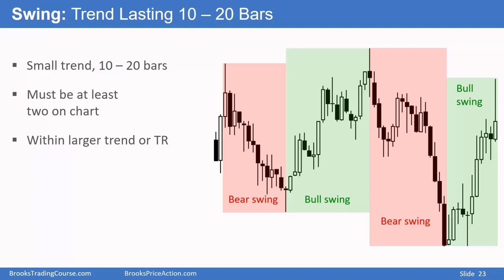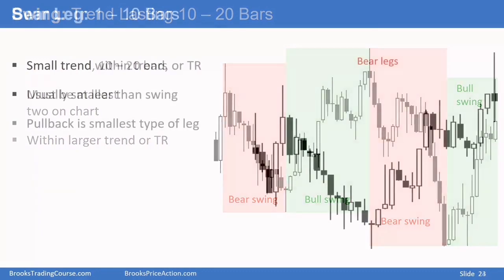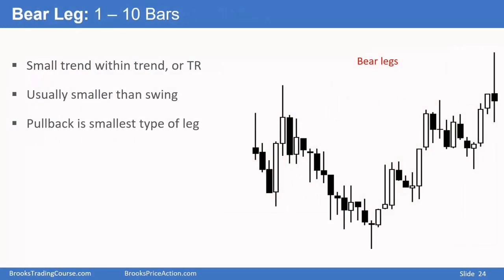I generally use the term pullback, but if you start to get 5 or 10 bars, I tend to use the term leg. And they're usually parts of trading ranges or pullbacks in trends. So smaller than a swing, and a pullback is the smallest type of leg. So we've got a leg down, pullback, small leg down in a bull trend, bull breakout above a bear channel. Little leg down, little leg up, little leg down. And you can say these are 2 little legs and a bigger leg, a bigger bull flag.